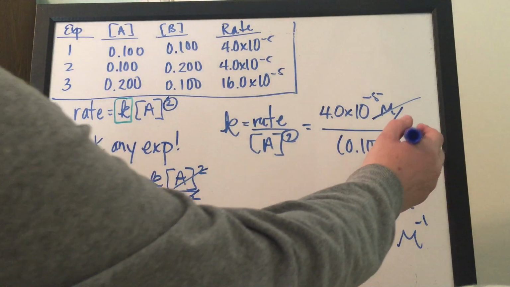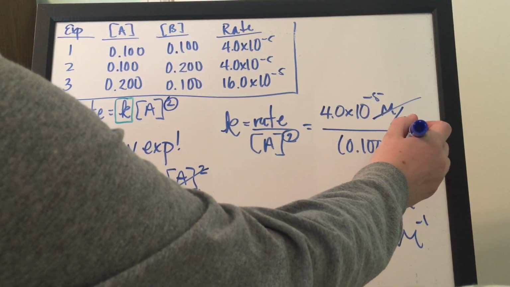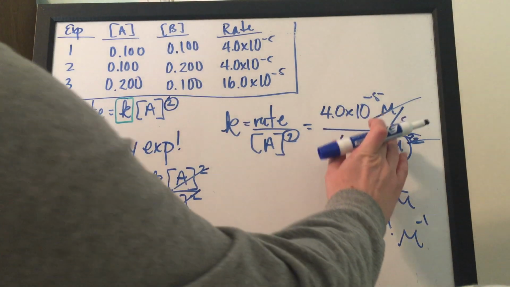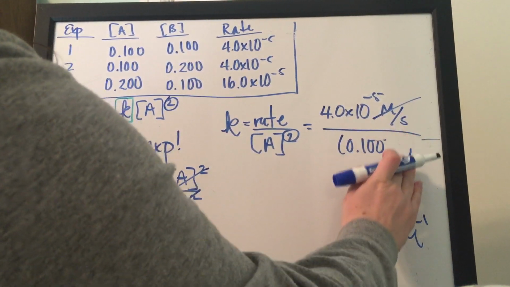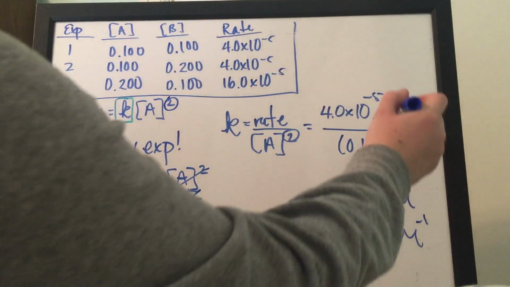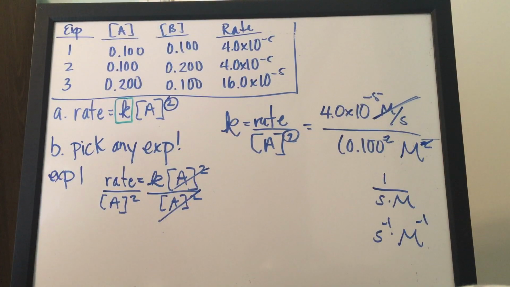Now, when I cross this out, I shouldn't have done that because I can't forget that I have to square that guy. Oops, sorry. So it's just a unit that canceled. If you want, it's probably more helpful to write this like this. There. And then this cancels with that. Okay, so don't forget to square your concentration of A.